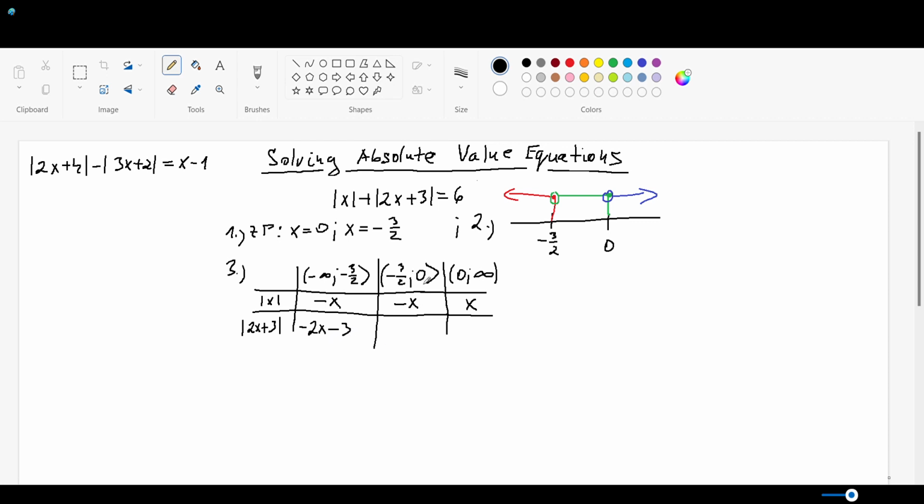If you think about this one, you again take negative 1, which is going to be negative 2 plus 3, it's going to be a positive number, so the expression is 2x plus 3, and the same applies for the last interval. You take positive 10, so 20 plus 3 is positive 23, so the representation is again 2x plus 3.